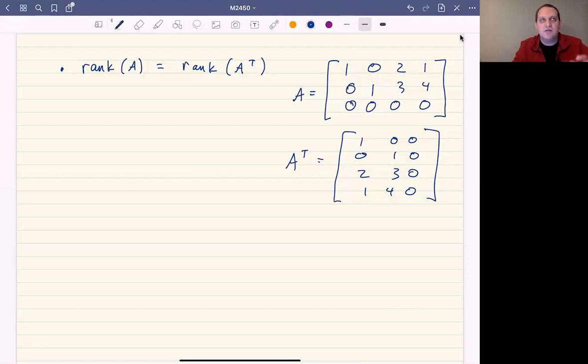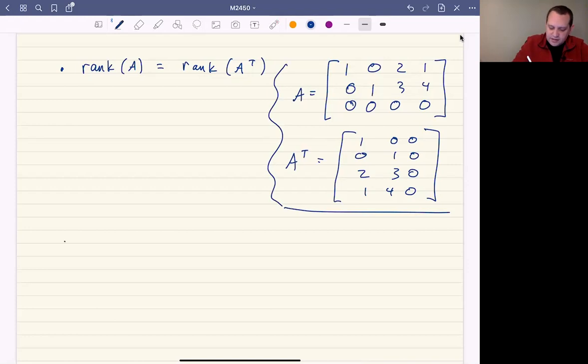Okay, and so that tells you that there's some relationship between the row space and the column space. That's why the row rank and the column rank of a matrix are equal, is because you can do this transpose trick and you can turn rows into columns basically. I'm being slightly imprecise, but that's really the gist of the row rank and the column rank being equal.